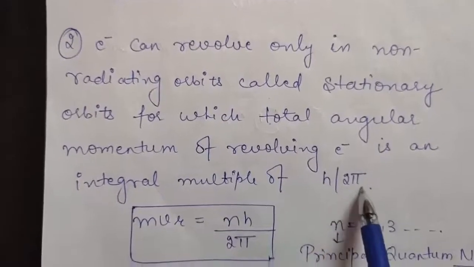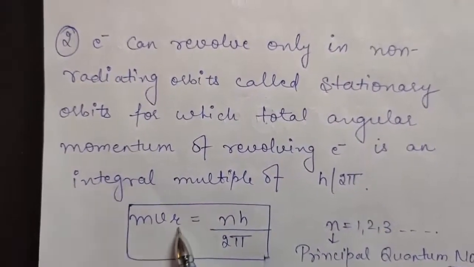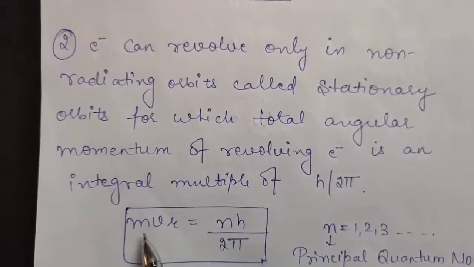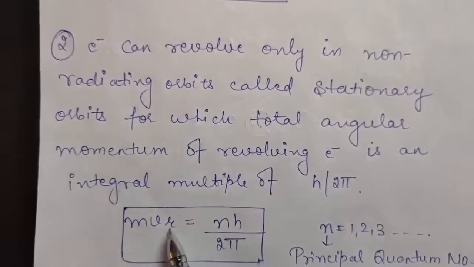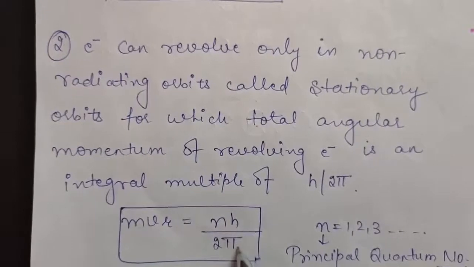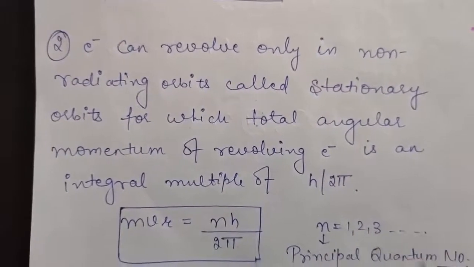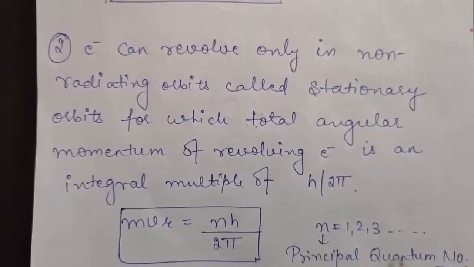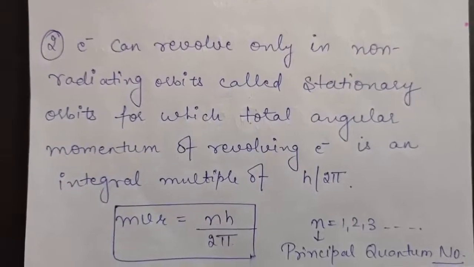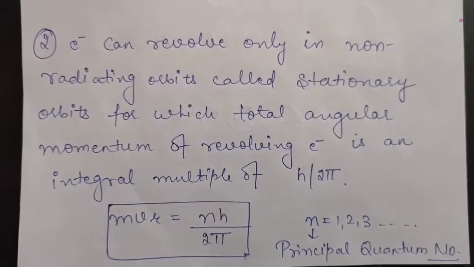h/2π. That is, as you know, total angular momentum can be written as mvr, where m is mass, v is velocity and r is the particular radius. So mvr, that is angular momentum, is an integral multiple, that is n, of h/2π. So this n can vary as 1, 2, 3 and so on, and this is also called the principal quantum number, which will denote the state in which the electron is present. Okay, so this was the second Bohr's postulate.